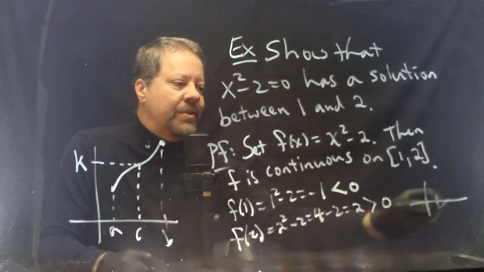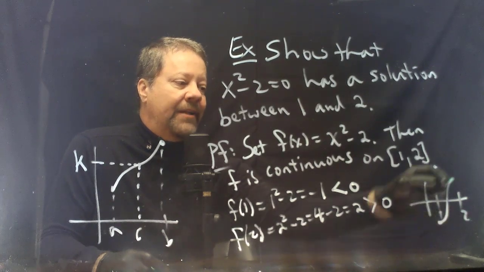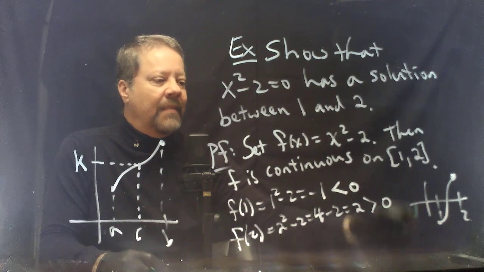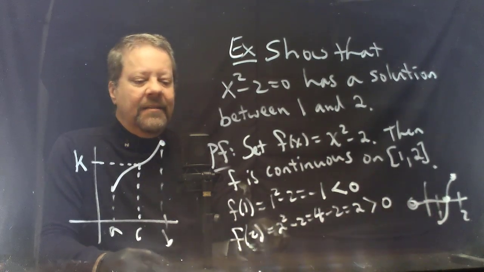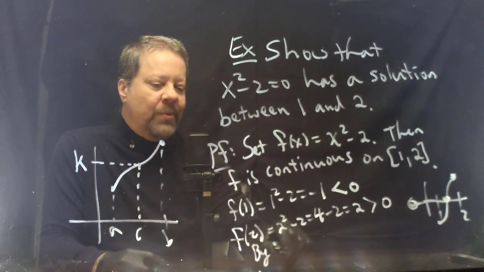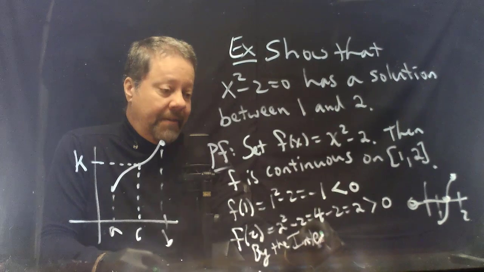So we have this situation. 1 and 2. At 1 we get a negative value. At 2 we get a positive value. 0 is the intermediate value. There has to be a place in between by the intermediate value theorem.